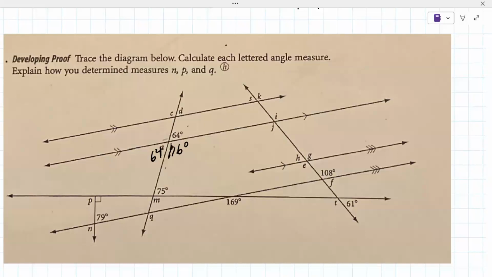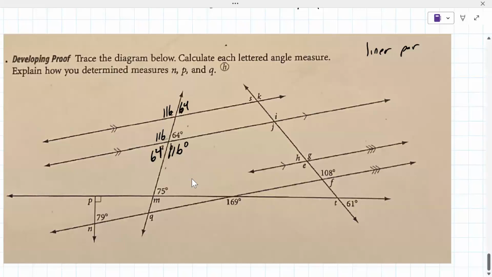Now, what is it about B that allows you to subtract? Why can you subtract it from 180? Because a straight line equals 180. So it's called a linear pair or supplementary. Okay. How about angle C or D? 116. It is 116. What about D? 64, good.